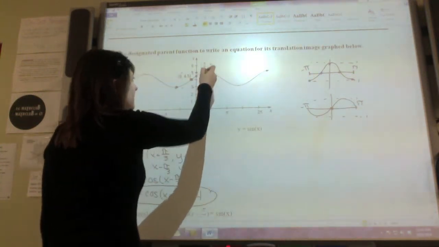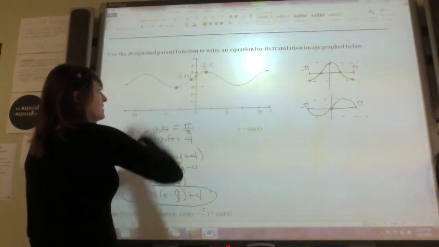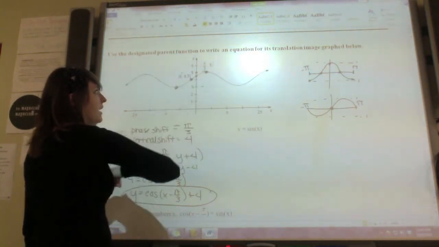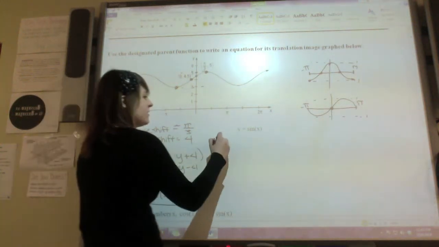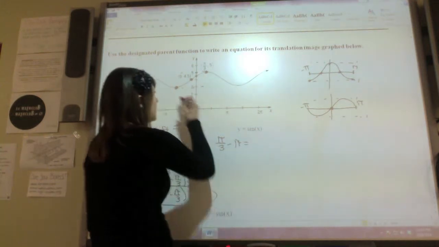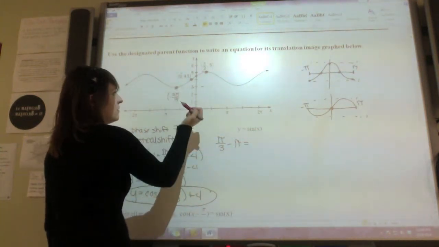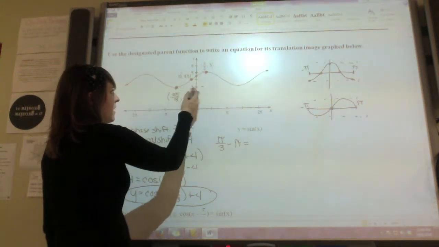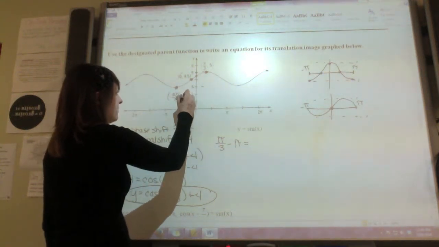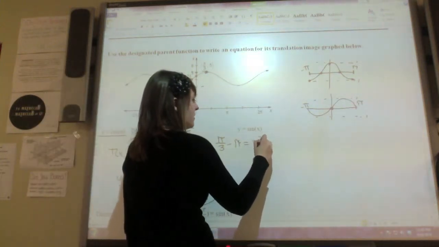So if I've shifted this over pi over 3, that means that this will be pi in the other direction. So if I think about it, pi over 3 minus pi, that means that this point here is at -2 pi over 3. Okay, and that looks like that's at 3. So that point is -2 pi over 3 comma 3.